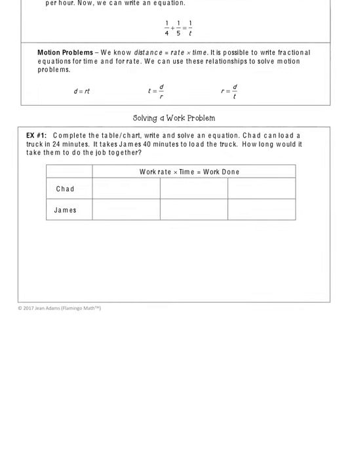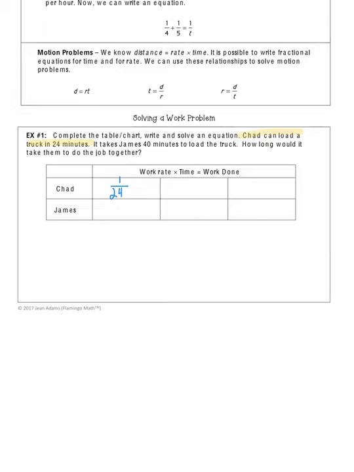Let's look at number 1. For number 1, I suggest that you highlight things that are important. So you're going to complete the table and chart below and write an equation. Chad can load a truck in 24 minutes. So that's important. That means that Chad's work rate is going to be 1 over 24. And the unit of measure in time here is going to be minutes.